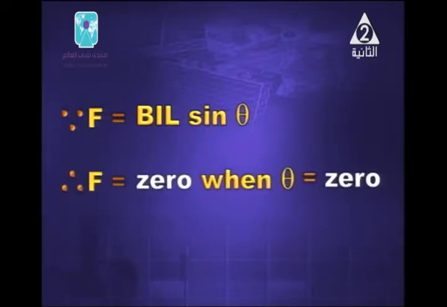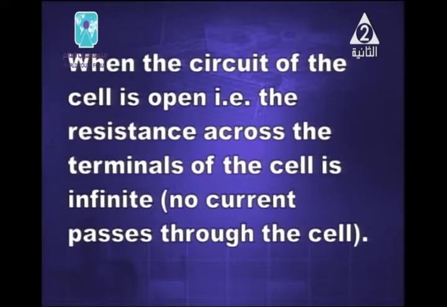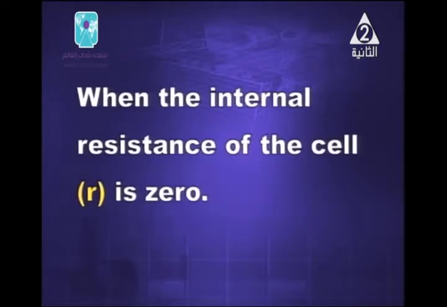Another item, when does the difference between the EMF of a cell and its terminal voltage equal 0? Actually, it asks you about the condition when the EMF of a cell is equal to its terminal voltage. It happens when the circuit of the cell is open. That's to say, the resistance across the terminals of the cell is infinite. Infinite means no current passes through the cell, because of the huge resistance, so the EMF of the cell is equal to its terminal voltage. Also, theoretically, it happens when the internal resistance of the cell is equal to 0.